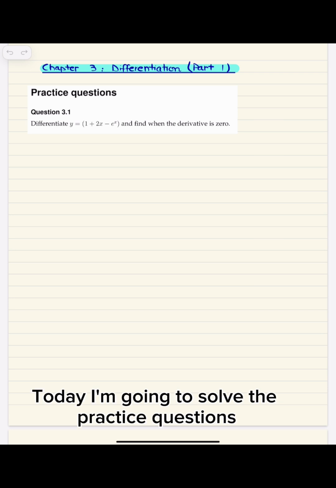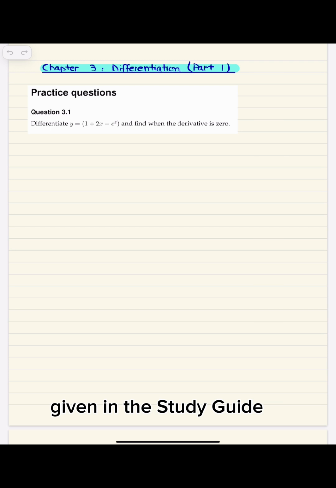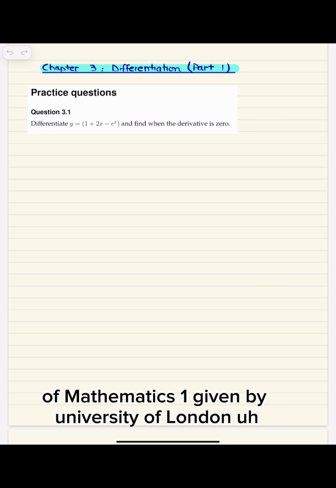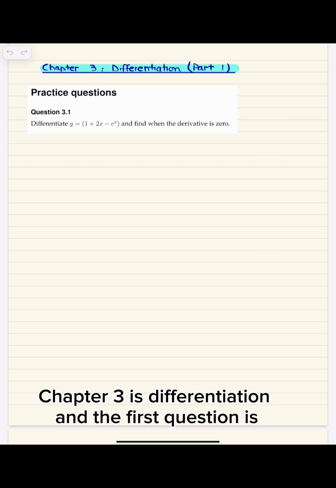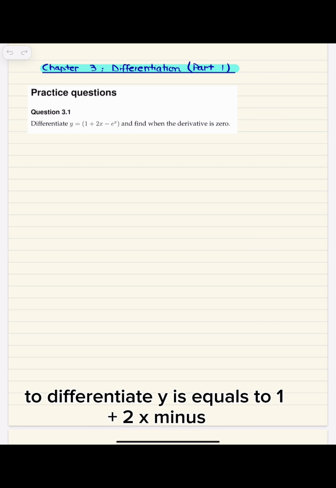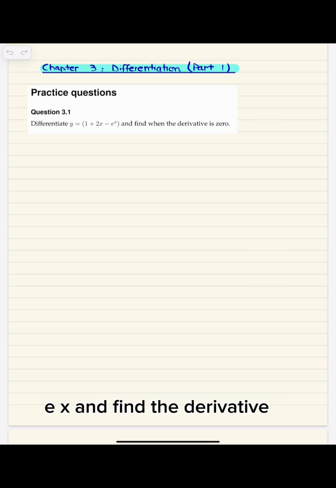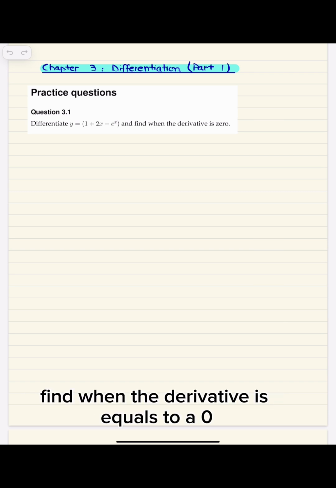Today I'm going to solve the practice questions given in the study guide of Mathematics 1 given by University of London. Chapter 3 is differentiation, and the first question is to differentiate y = 1 + 2x - e^x and find when the derivative is equal to 0.